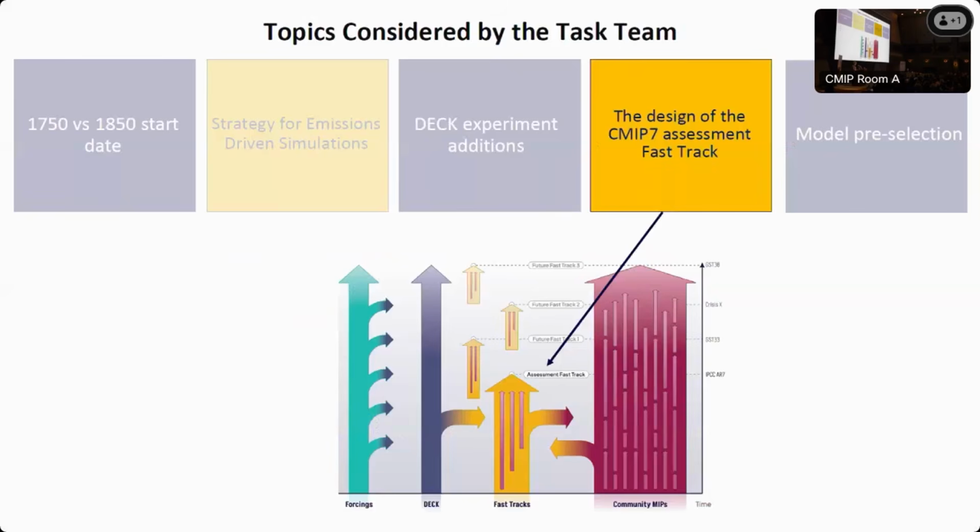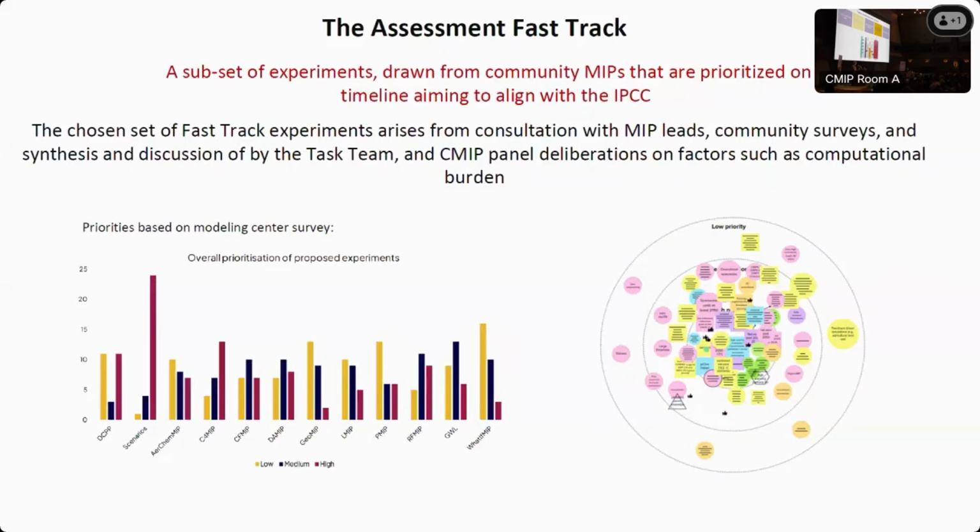And then, of course, the big thing for the task team, which is the topic of this session, was the design of the Assessment Fast Track. And so this is a subset of experiments. They're drawn from the community MIPs, and these are being prioritized on this timeline so that they can inform the IPCC.